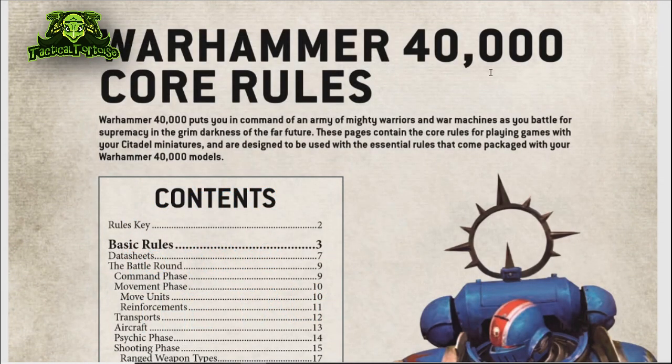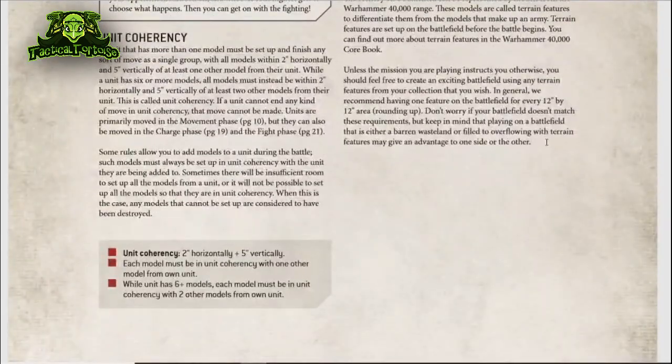So here we are in the Warhammer 40k rulebook. Obviously, you can get this PDF for free off of Warhammer Community. Go ahead and check that out to read through these rules yourself. First up, we'll be talking about unit coherency.